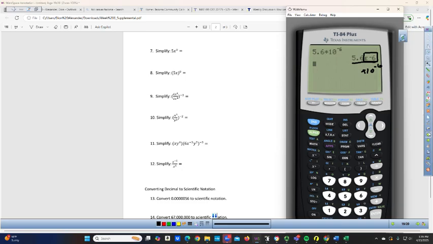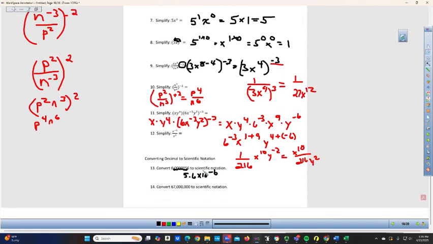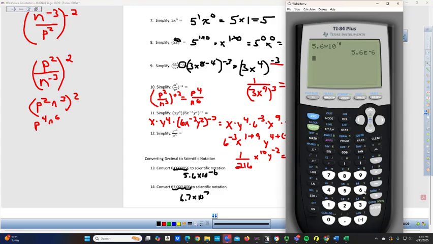All right, and then lastly, we have 67 million, and we need to put this in scientific notation. So again, I'll move my decimal 1, 2, 3, 4, 5, 6, 7. So I get 6.7 times 10 to the 7th, right? 10 to the positive 7, because 67 million is obviously bigger than 1, right? And so again, if I check it on my calculator, 6.7 times 10 to the power of 7, we get 67 million.